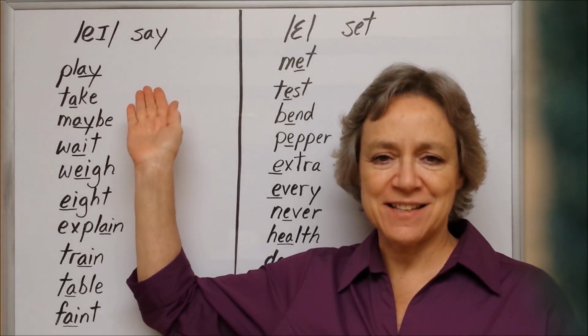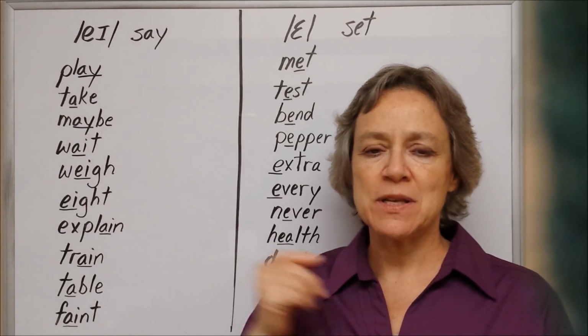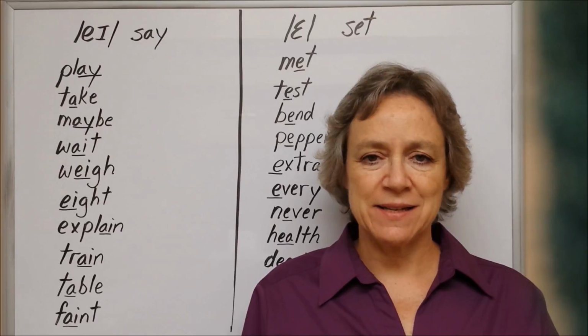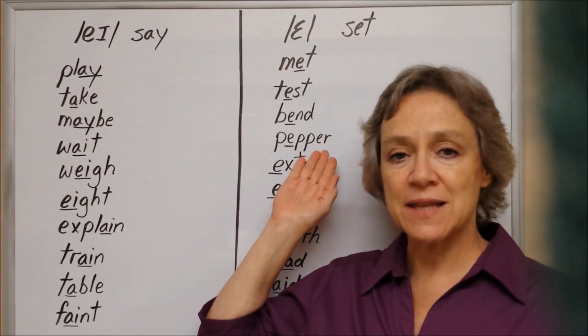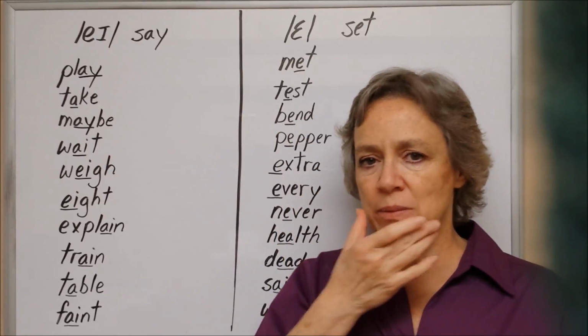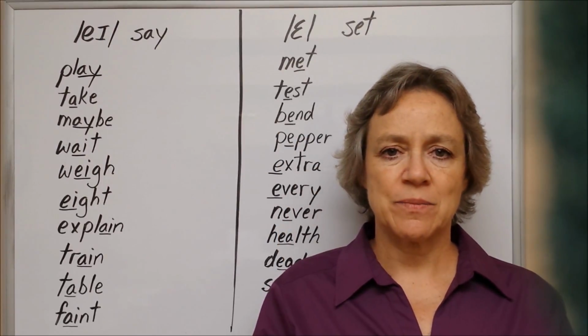A is a tense vowel. That means my tongue muscles will be tight in my mouth. And E is a lax vowel. So my muscles will be relaxed.